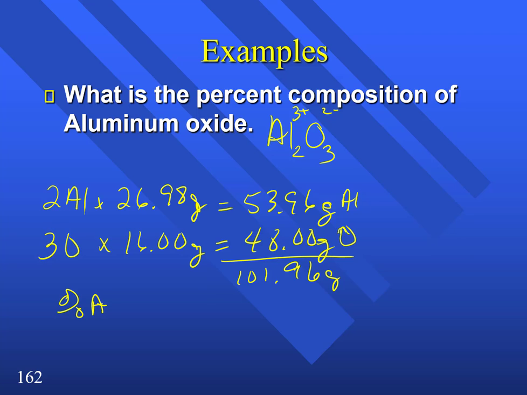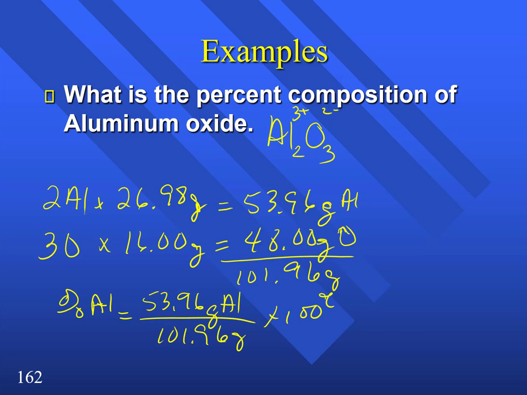Now we take those pieces and figure out percent. So the percent that's aluminum is 53.96 grams of aluminum out of 101.96 grams total times 100% equals 53.96 divided by 101.96 equals 52.92%.